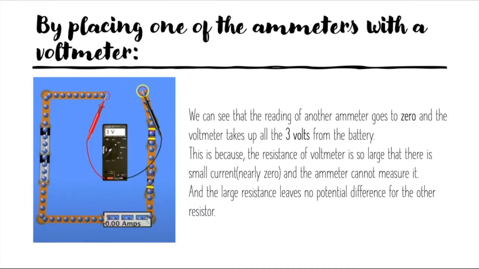By replacing one of the ammeters with a voltmeter, we can see that the reading of the other ammeter goes to zero, and the voltmeter takes up all the 3 volts from the battery. This is because the resistance of the voltmeter is so large that the current is nearly zero, so the ammeter cannot measure it, and the large resistance leaves no potential difference for the other resistor.